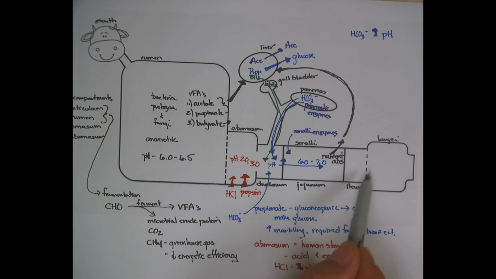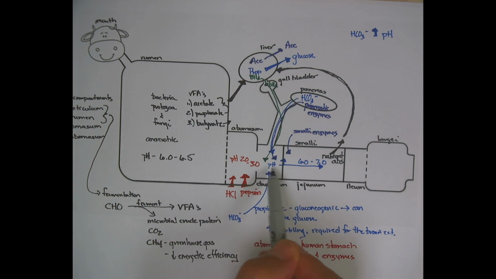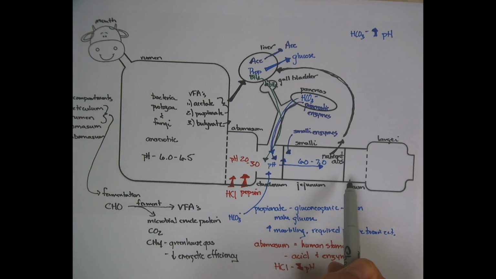Okay, we have the ileum. Less digestion and absorption occurs in the ileum than in the jejunum and the duodenum. So we have less digestion in here, mainly because it's already all been digested as we move through the duodenum and the jejunum. And then we go into the large intestine.